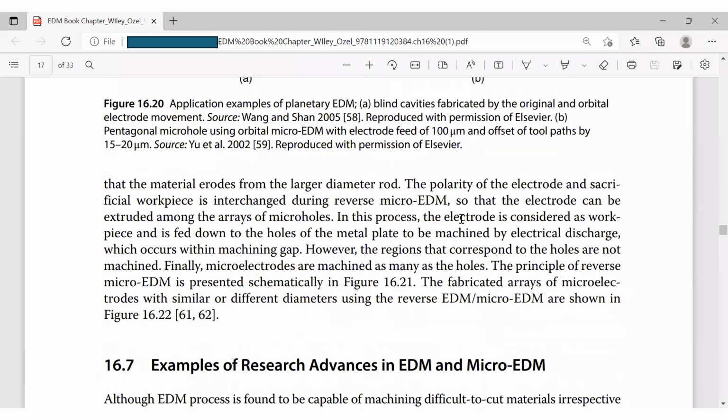In this process, the electrode is considered as a workpiece and is fed down the hole of the metal plate to be machined by electrical discharge. At this time, the electrode is considered as a workpiece, which occurs within the machine gap. However, the regions that correspond to the hole are not machined. So finally, microelectrodes are machined as many as the holes.